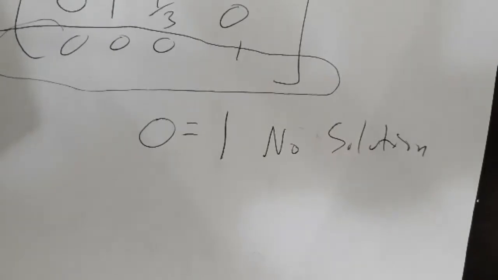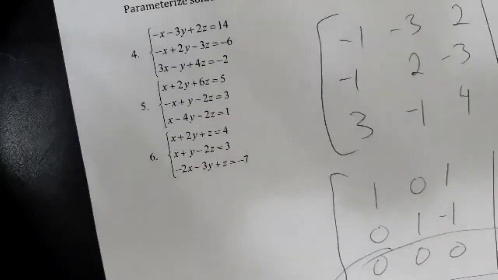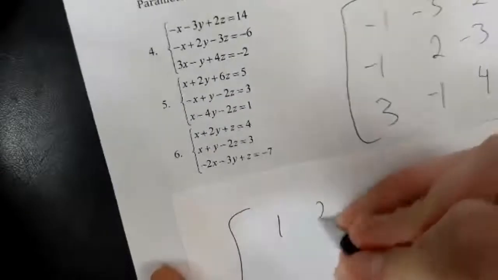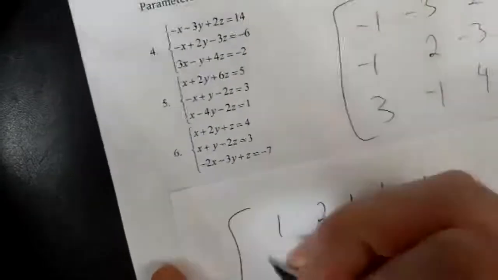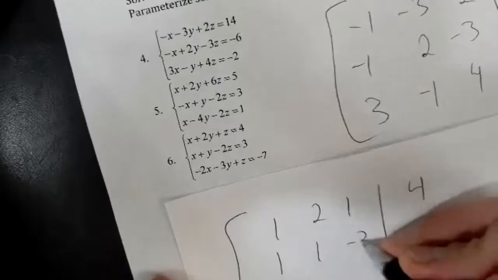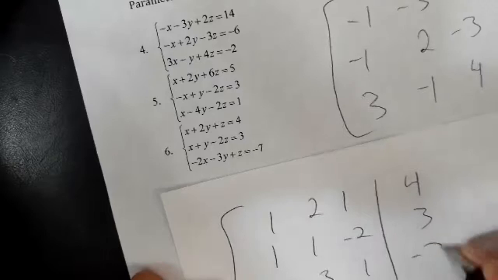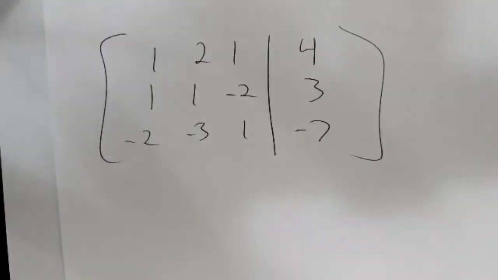And the last matrix we're going to do today. Number 6. So we're looking at number 6 right there. We want to write this thing into a matrix. So write this thing into a matrix. So what does that look like? It looks like 1, 2, 1, 4, 1, 1, minus 2, 3, minus 2, minus 3, 1, minus 7. So we have this matrix. I want you to go find some technology, go plug this thing into some technology somewhere.